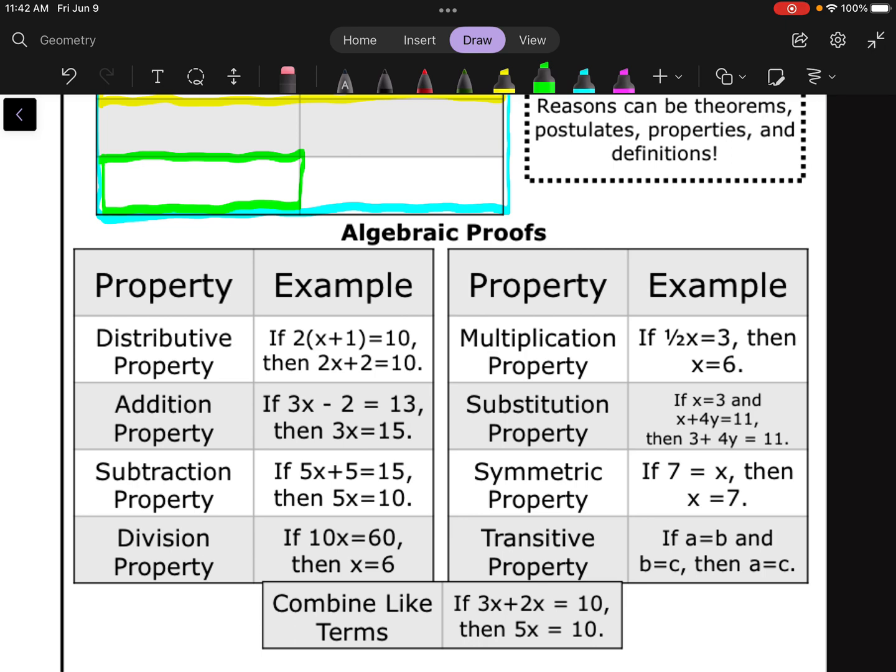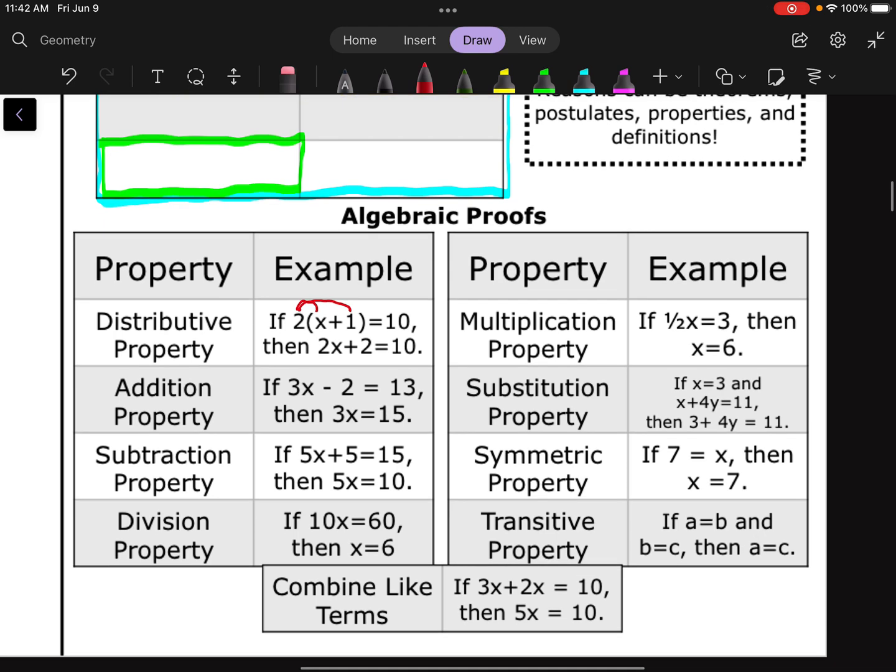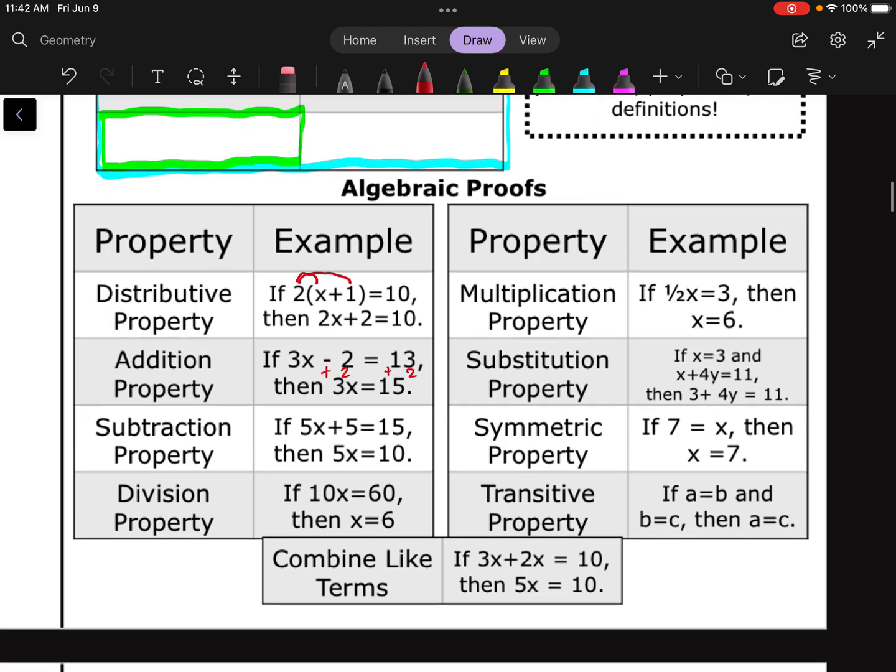The distributive property, right? We know that the distributive property works, right? If 2 parentheses x plus 1 equals 10, then we know we can distribute out to get 2x plus 2 equals 10. And notice that's written as a conditional statement, right? An if-then statement. If 2 times x plus 1 equals 10, then 2x plus 2 equals 10. We know the addition property. If 3x minus 2 equals 13, then we can imagine that we are adding 2 to both sides to get to 3x equals 15. Subtraction property the same way.